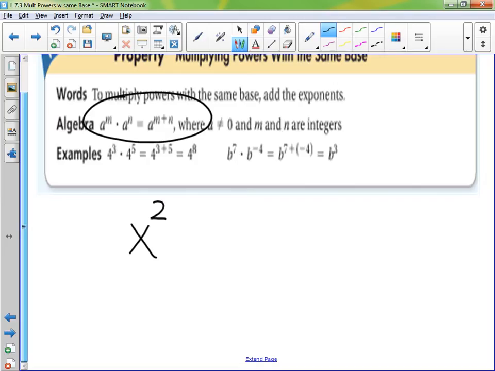So if I have an exponential number like x to the second power, and I multiply it by another exponential like x to the third power, the bases are the same. That's called a like base. They're alike. When you multiply like bases, all you do is take the exponents and add them together to get x to the fifth.